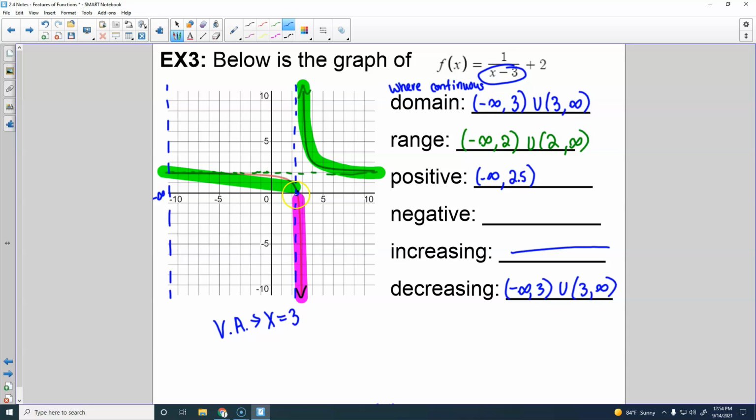Then I've got this little tiny sliver of pink right here. That little tiny sliver of pink is from 2.5 up to what number? 3. Up to that vertical asymptote that we've got at 3. That part's negative. And then from 3 over to positive infinity, my graph is positive.